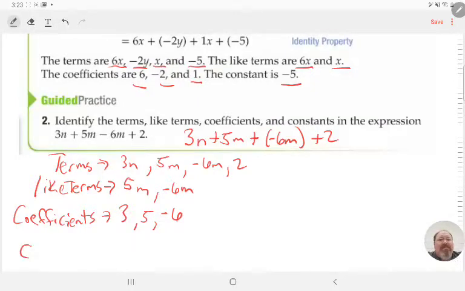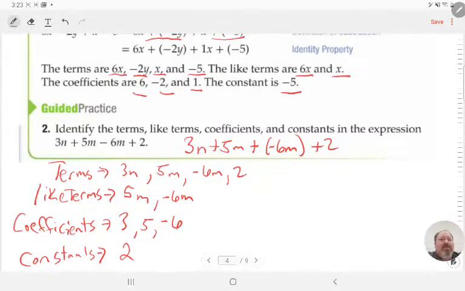And then lastly, my constants would simply just be 2. Now, you may come across a problem that doesn't have any like terms or doesn't have any constants. So sometimes it'll just be none, okay? But that's the ones for this problem.